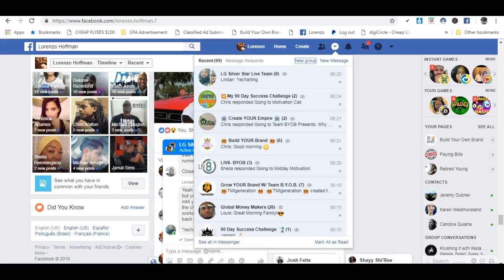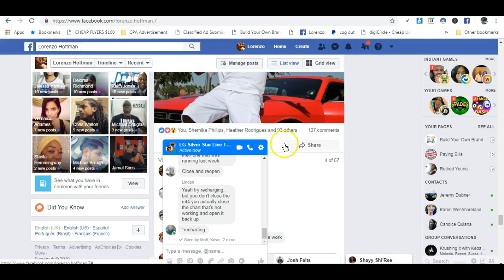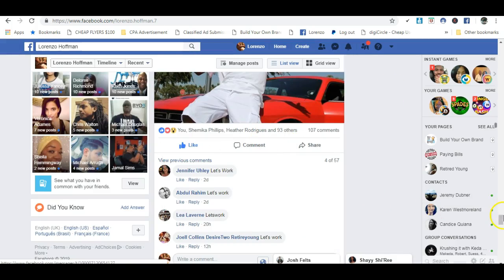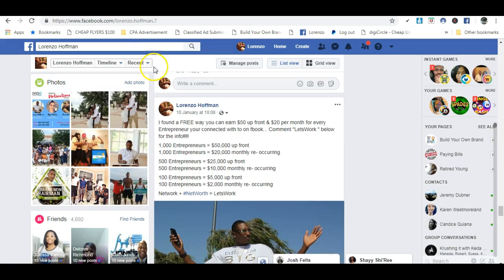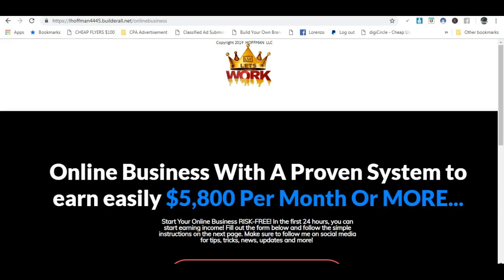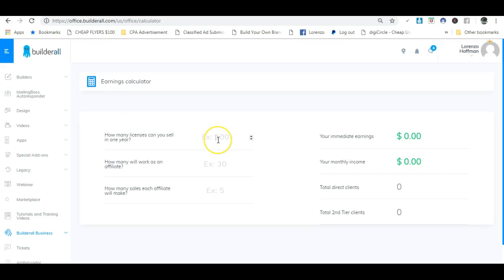Now, let's go back to where I start throwing some numbers in there. You guys want to make sure the numbers add up. Let's say we put 1,000 entrepreneurs on this platform. Does this number look right? Correct.